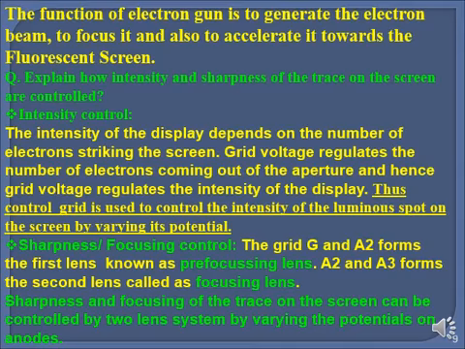Then how are the sharpness and focusing controlled? The grid G and anode A2 form the first lens, known as the pre-focusing lens. Anodes A2 and A3 form the second lens, called the focusing lens. So the sharpness and focusing of the trace on the screen can be controlled by the two lens system by varying the potentials on the anodes.